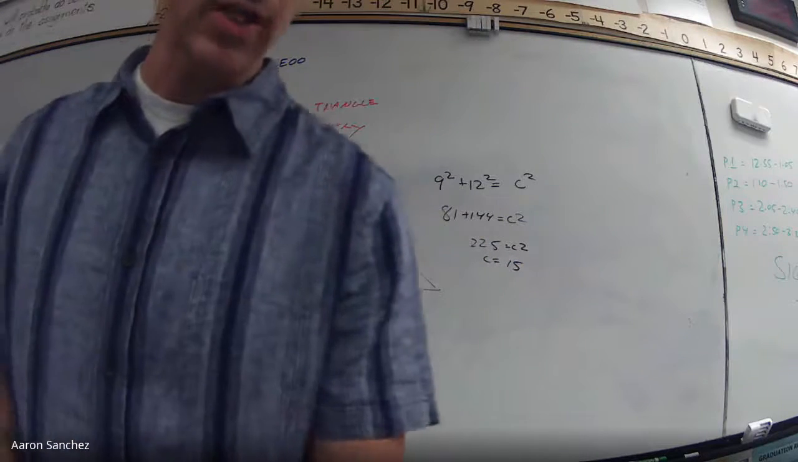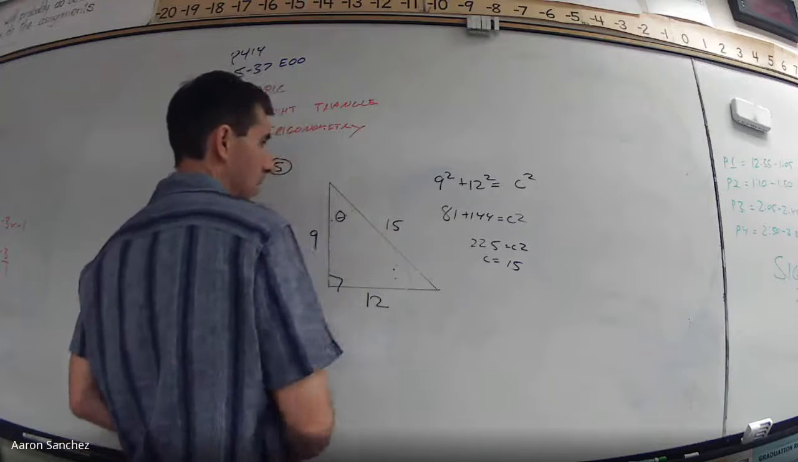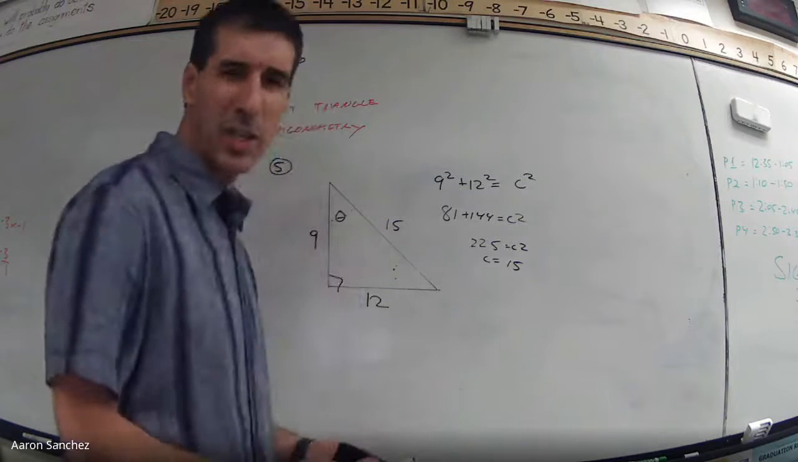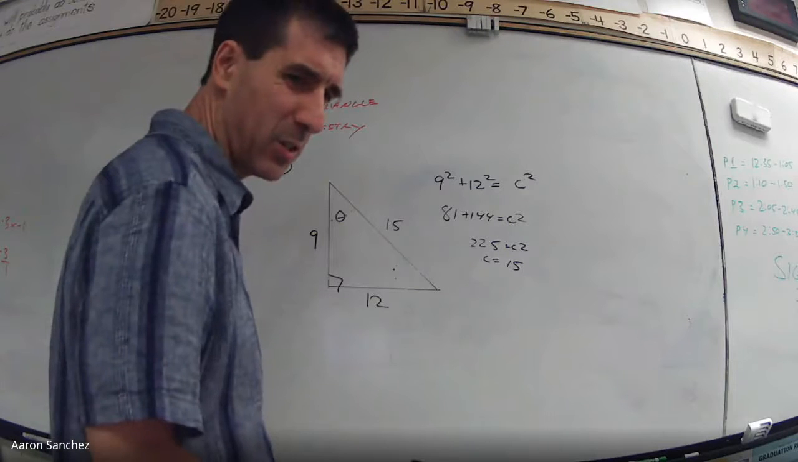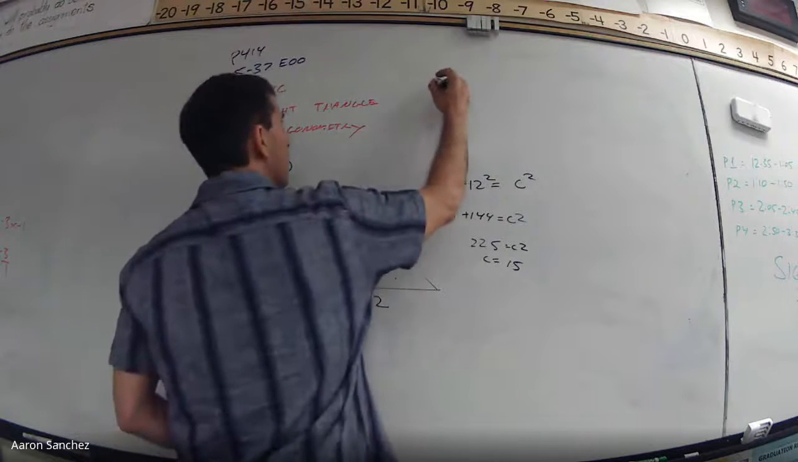Now I can do our sine, cosine, tangent, cosecant, secant, cotangent. Okay, so I'm sure you guys know this. I'm going to erase this in 10 seconds. Are there any questions? All right.